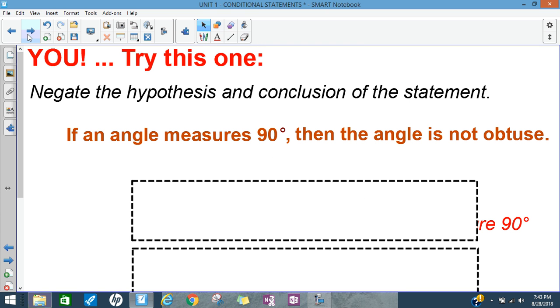So again, I want you to pause here, try this one. I want you to negate the hypothesis and conclusion like we just did on the previous page, and then press play when you're done to check your answer.